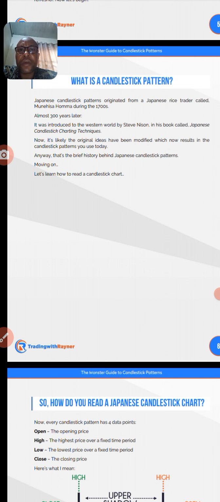We just want to talk about the candlestick pattern. The candlestick pattern is a Japanese candlestick. It was originated in Japan by a man called Munehisa Homma during the 1700s. That is almost about 300 years ago. It was introduced to the Western world by Steve Nison. You can read the history there.